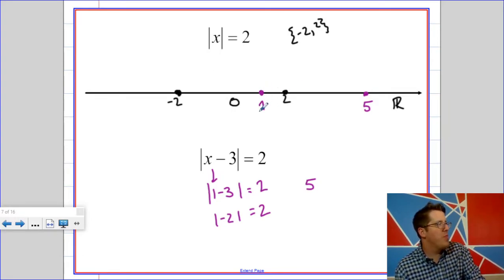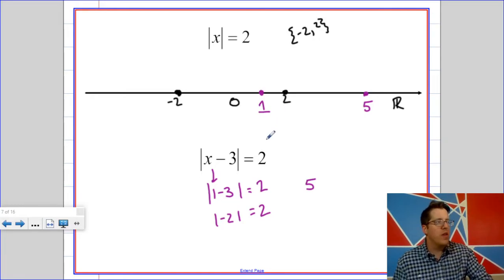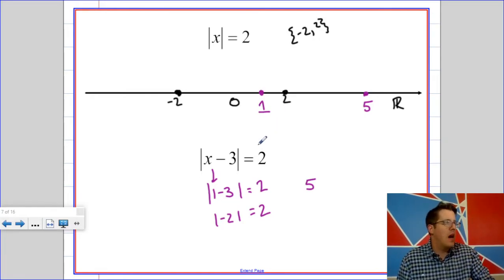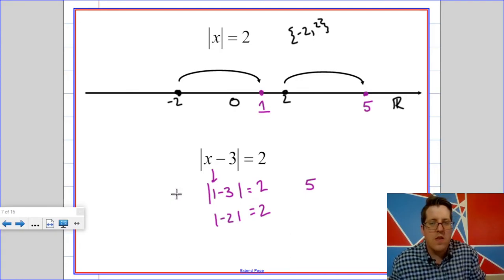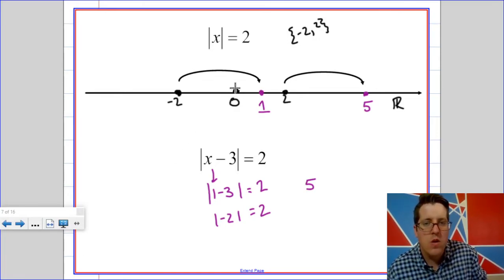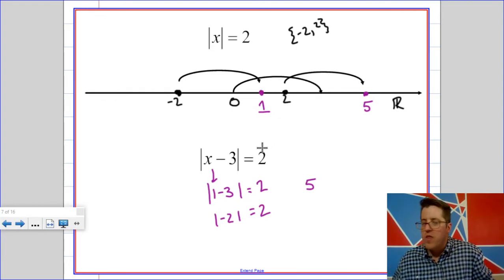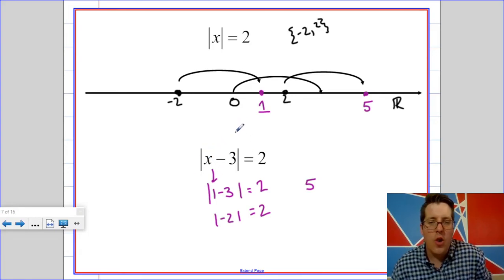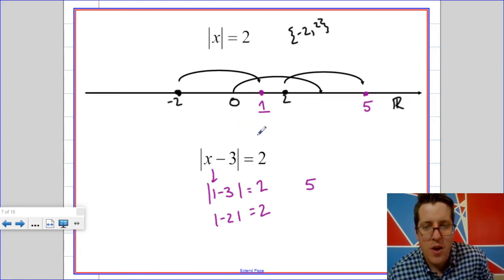So how do these purple solutions relate to the original black solutions? I think it should be, I hope, fairly obvious. Crossing my fingers. So each of those solutions is moved 3 units to the right. So all of a sudden, we're not talking about centering around 0. We're talking about centering around 3. So what this means is all of the points that are a distance of 2 away from the number 3.